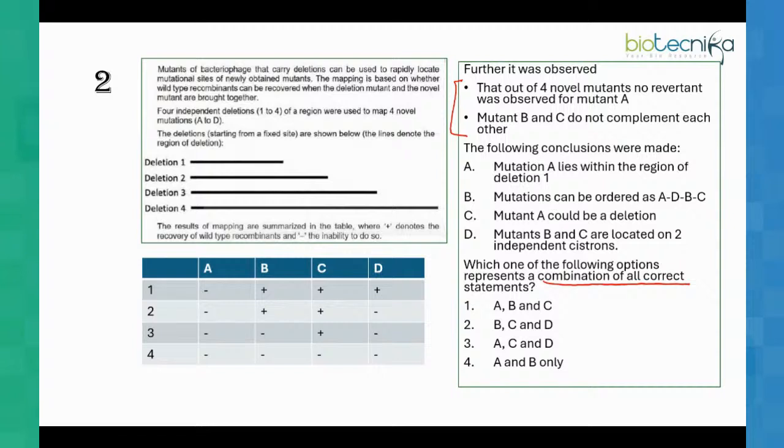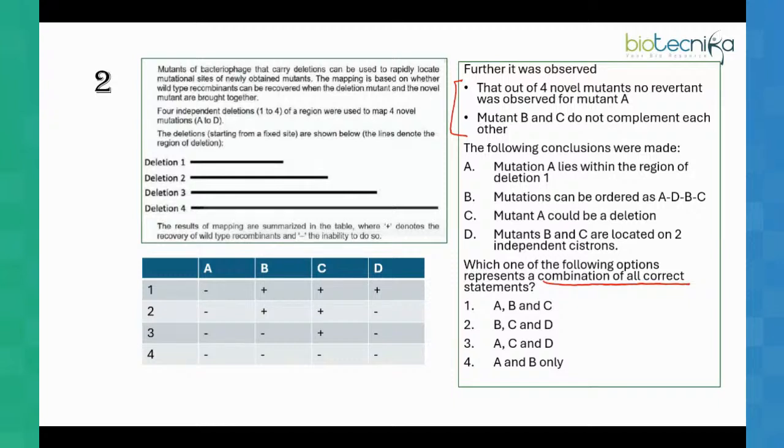Now, let me give you a little background on deletion mapping. Deletion mapping is a technique which is used for physical mapping of genes on the chromosome. Now, what is the idea of deletion mapping? Here also we will do a cross. The cross is done between an individual who is heterozygous for deletion and the other individual who is homozygous recessive for that particular trait.